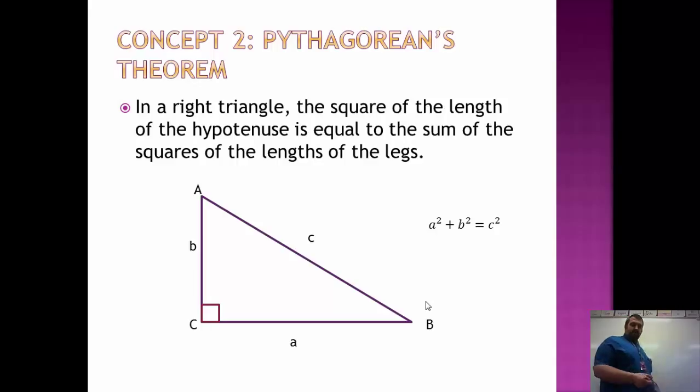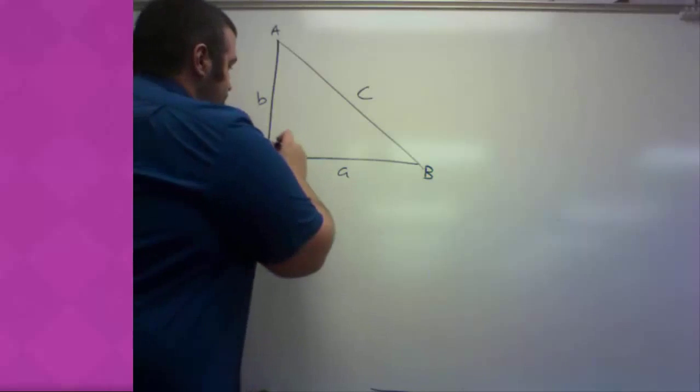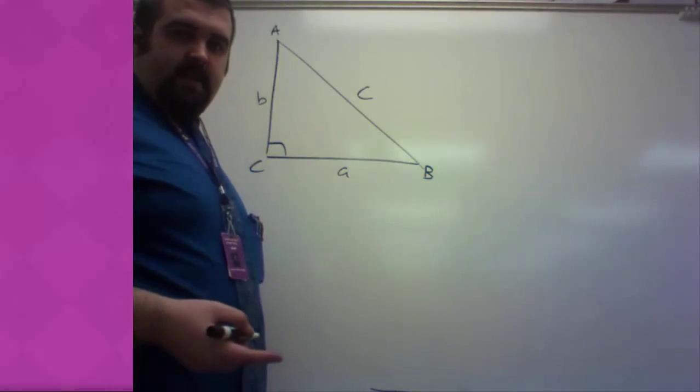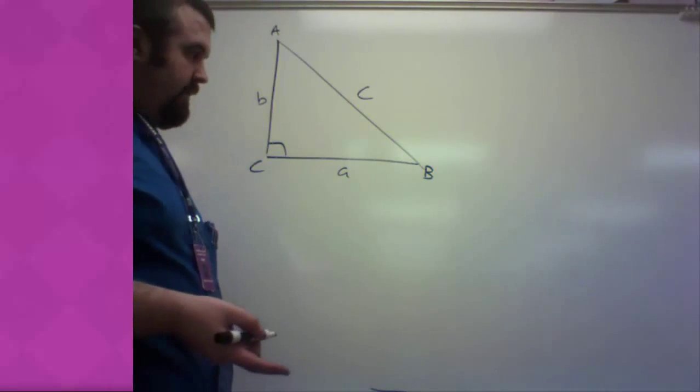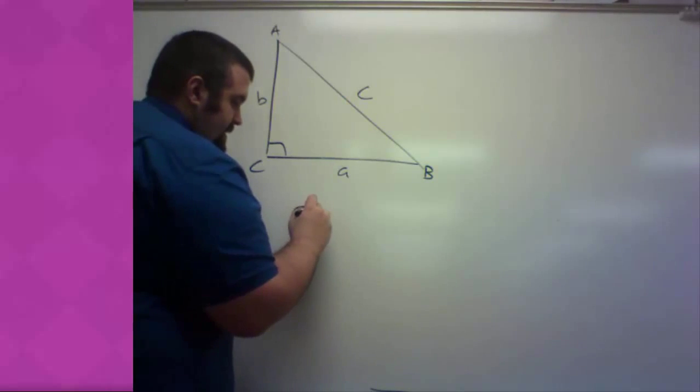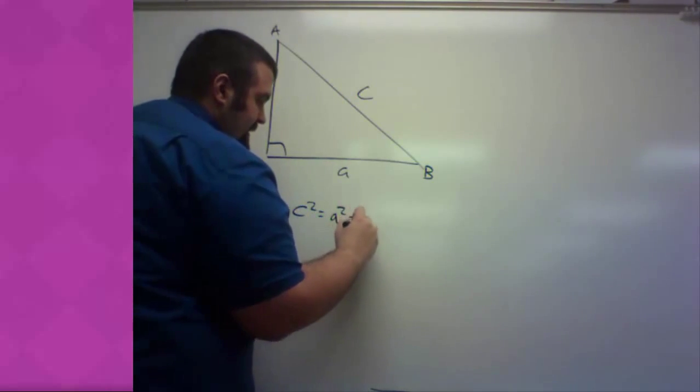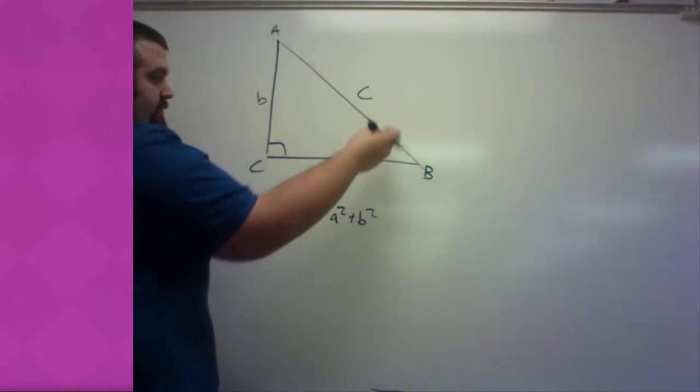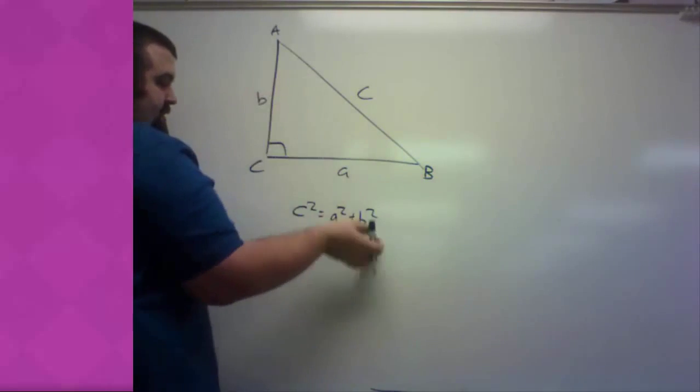What is Pythagorean's theorem? It's the leg squared plus the leg squared equals c squared. So if I would have a triangle like this, c will always be the hypotenuse. It's always across from the right angle. In this case, it would be c squared equals a squared plus b squared. The hypotenuse squared equals a leg squared plus a leg squared.